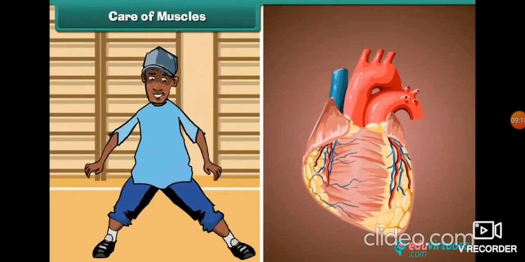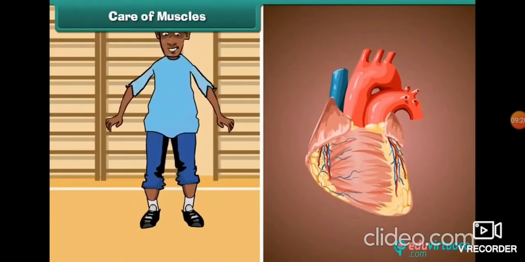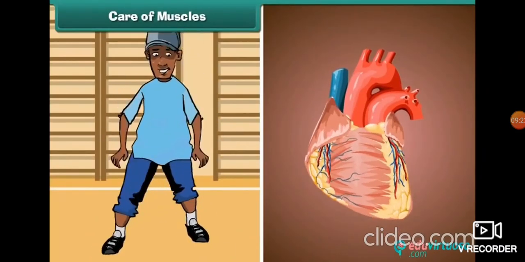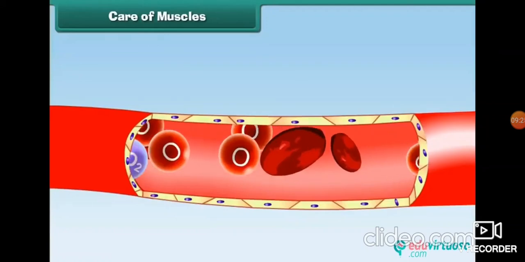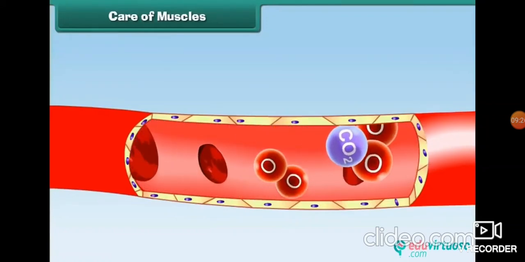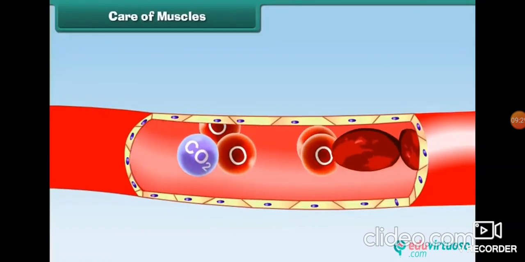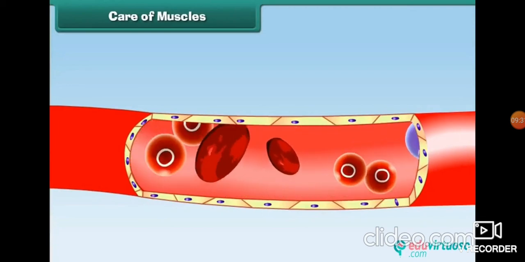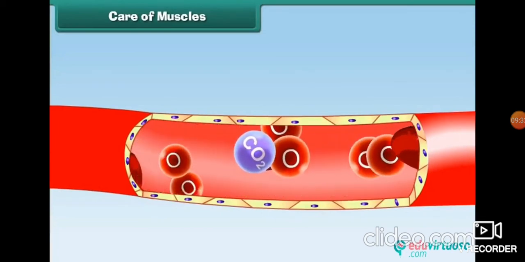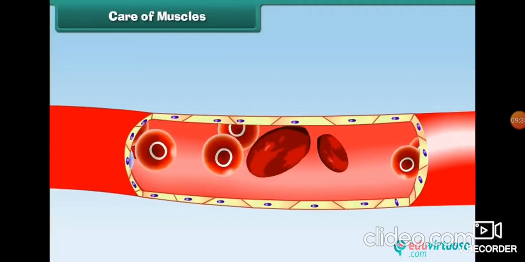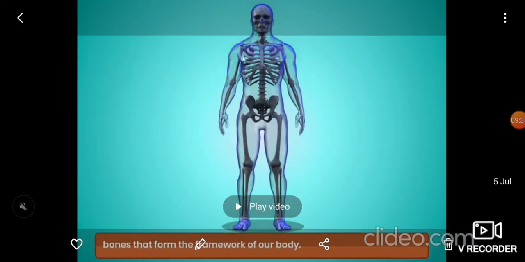How can we take care? To keep bones strong and healthy, we should eat food rich in calcium, always sit straight, walk erect, and do exercise. When we exercise, our heart starts beating much faster, and the blood cells get oxygen and other things in more amount.